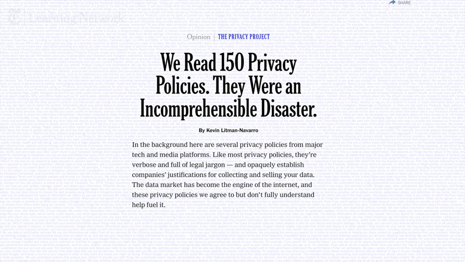So I want to take a look at some of these. You mentioned that students who create really interesting headlines get shout outs. So yep, I'm going to reveal some of these. This was the original article: We read 150 privacy policies. They were an incomprehensible disaster. It's a really neat article, but it's not catchy. So let's take a look at these ones. Any of them stick out to you?